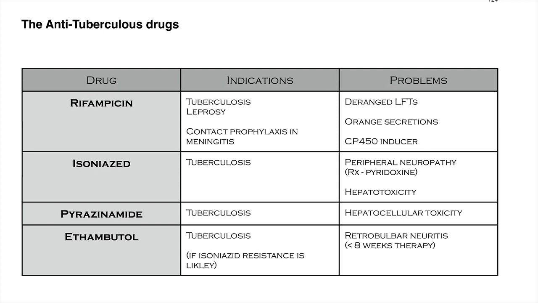So rifampicin can cause deranged LFTs. It can cause orange secretions. This is a particular favourite for exam questions. And it's one of the drugs that's a CYP450 inducer as well. Isoniazid is particularly associated with peripheral neuropathy, and you can treat that peripheral neuropathy with pyridoxine. Once again, favourite for exam questions. Pyrazinamide is associated with hepatocellular toxicity, and ethambutol is associated with retrobulbar neuritis.